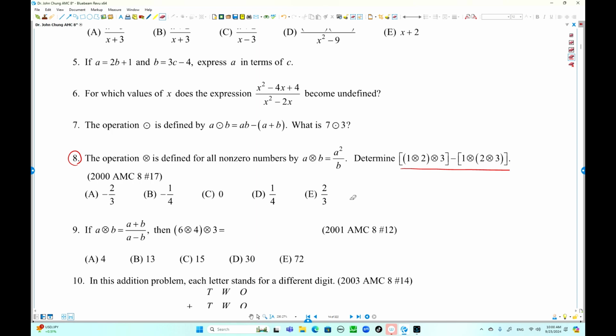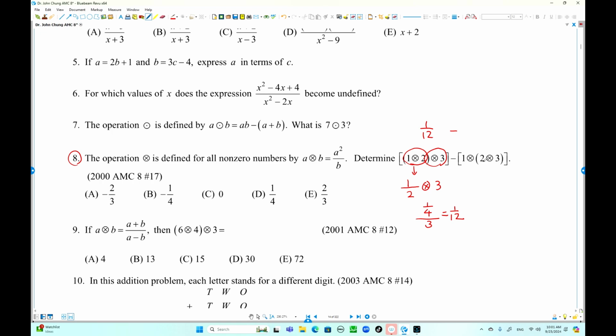So for the first one, one by one, inside, we have to find the result of this operation. First number squared: one squared is 1, over the second number, division, 2. That is 1 over 2. Now we have another symbol over here. First number squared: 1 over 2 squared is 1 over 4, over 3. That equals 1 over 12. So up to here, we got 1 over 12.